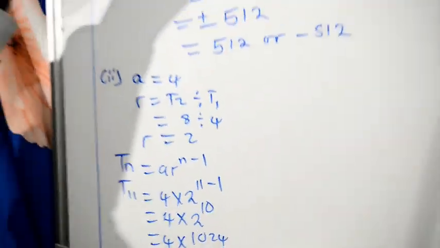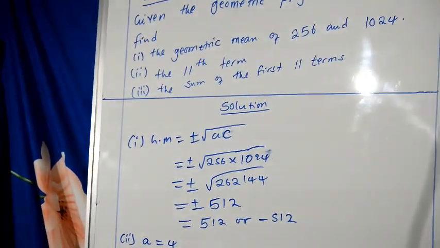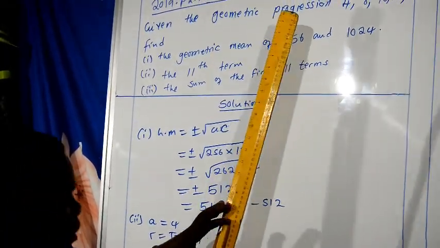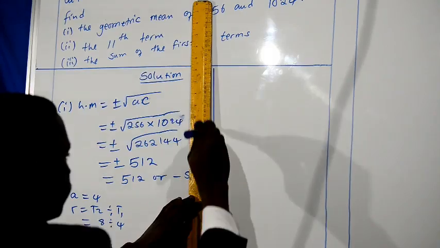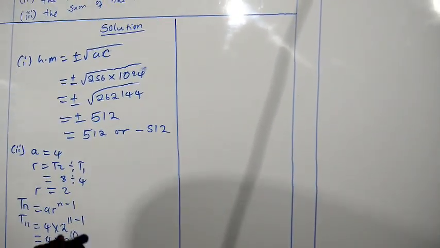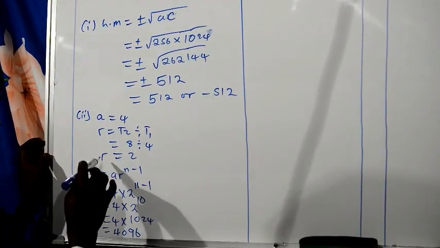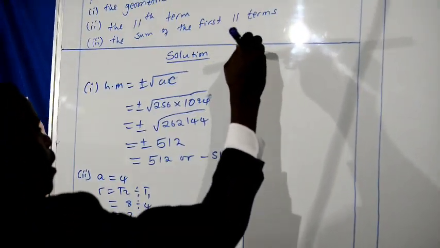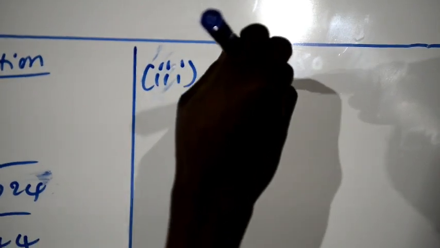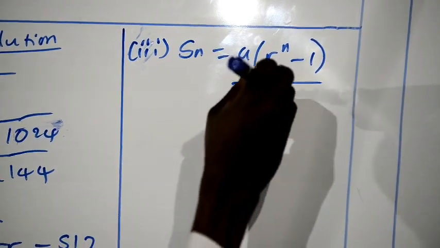Next, we are requested to find the sum of the first 11 terms. So to find the sum of the first 11 terms, we have two formulas on sum. First thing, we check our common ratio, if it is less than 1 or greater than 1. Since our common ratio is greater than 1, we use this formula, Sn, this is question 3, Sn is equal to A, open bracket, R to the power n, then minus 1, close, divided by R minus 1.